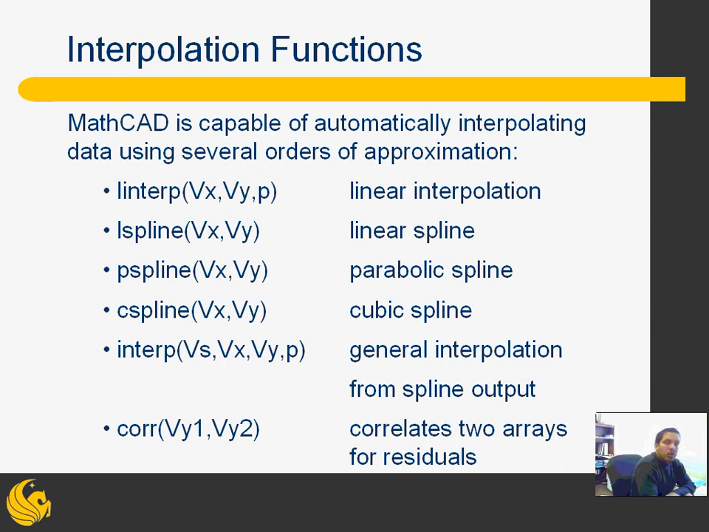Other functions, other interpolation or statistical functions, include: MathCAD is capable of automatically performing interpolation using several orders of approximation. First, you can perform linear interpolation, which is nothing but linear fits between points in the data. Linear splines to connect data with line segments. Polynomial splines or parabolic spline, PS spline. Cubic spline, which is the most commonly used form of splines. And general interpolation, interp, and correlation to actually determine the quality of a particular interpolation. We'll clarify some of these concepts directly on the MathCAD spreadsheet.